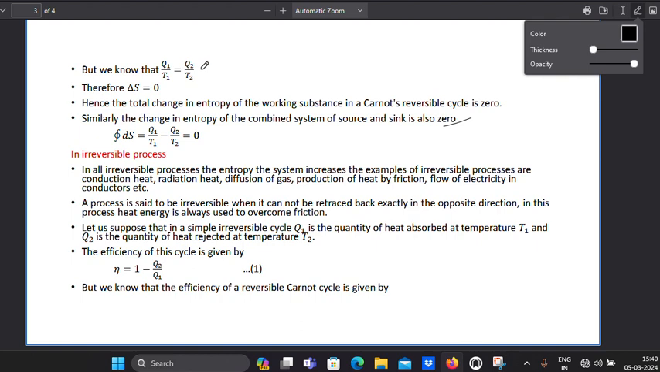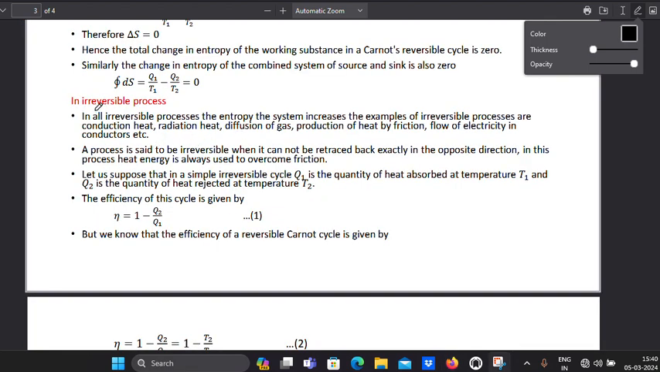Here I have taken only one source and one sink, and I calculated its change in entropy as 0. The change in entropy is 0, but entropy is constant. Change in means its differentiation is 0, so when differentiation is 0 its value is constant. But for the combined system, if you take a large number of systems and add their entropies, then also it becomes 0.